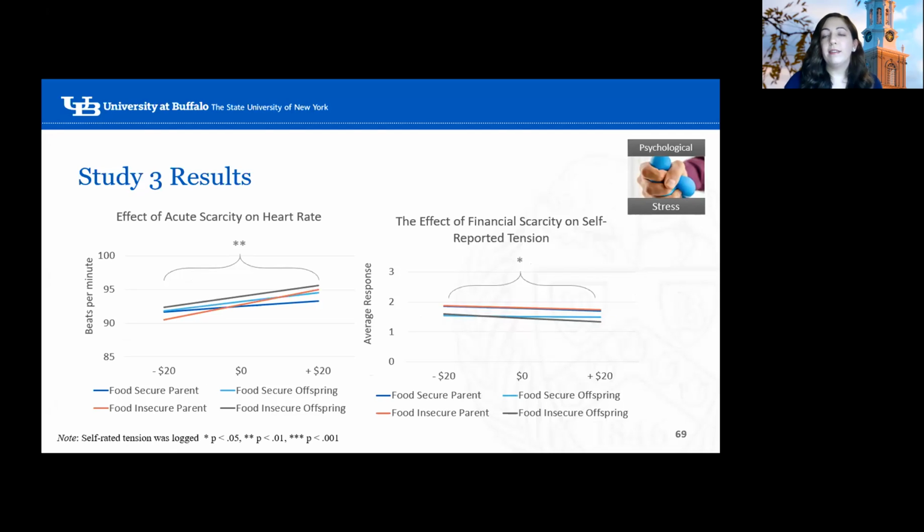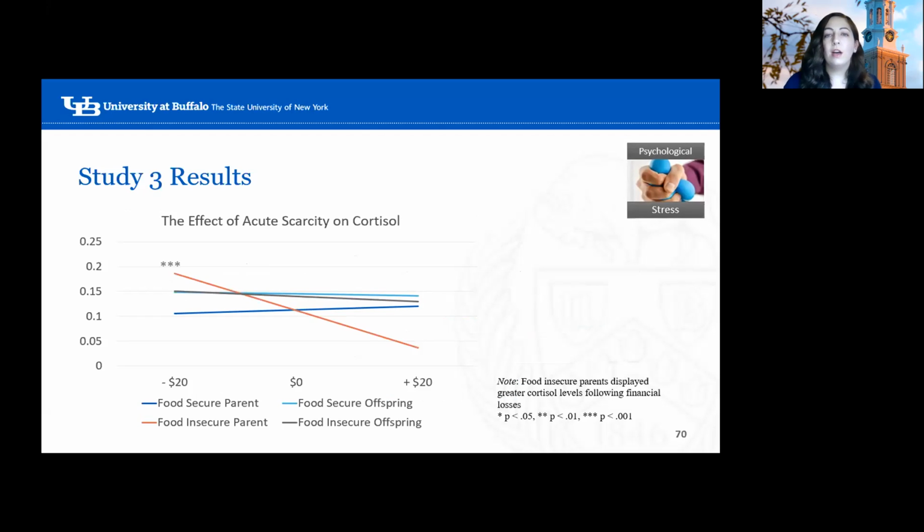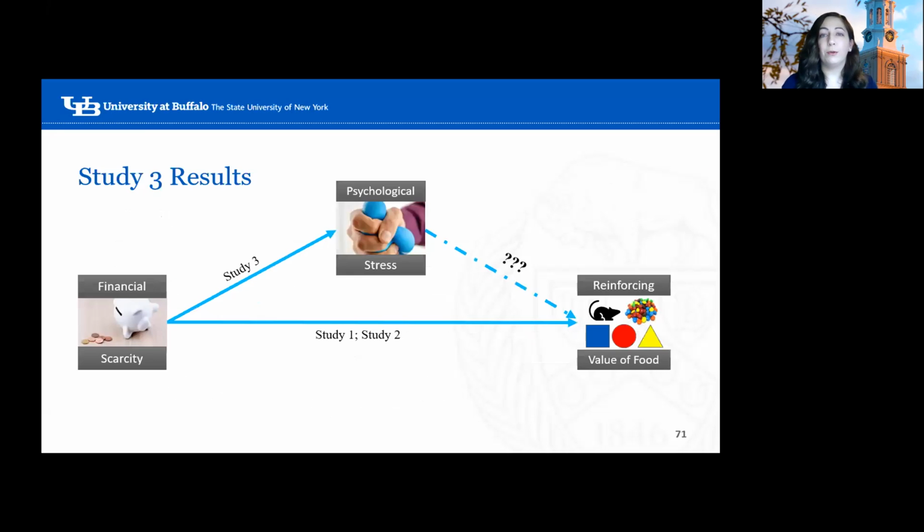When it came to responses to scarcity, all participants in all groups had greater heart rates when they won more money, and there was a very slight increase in self-reported tension after losing money. For cortisol, though, we only saw results among food insecure parents. For this group, each dollar lost matched with an increase in cortisol, and winning money resulted in much lower cortisol for this group. Now, this relationship should look a bit familiar because it's very similar to what we saw for the reinforcing value of food. So as you can imagine, I was getting pretty excited at this point.